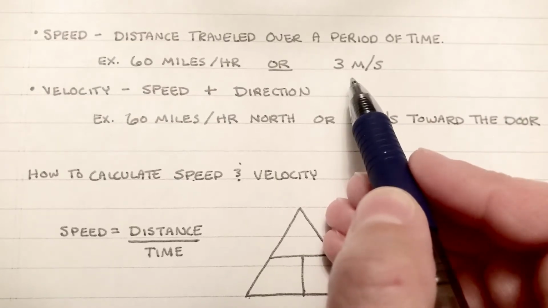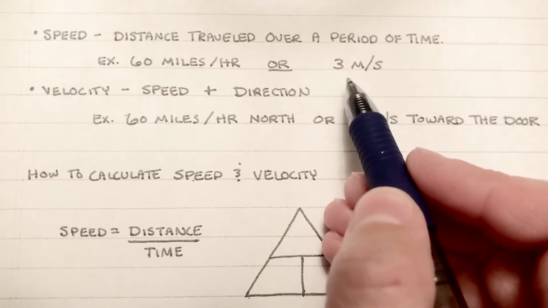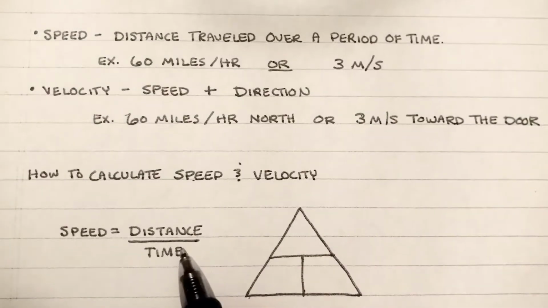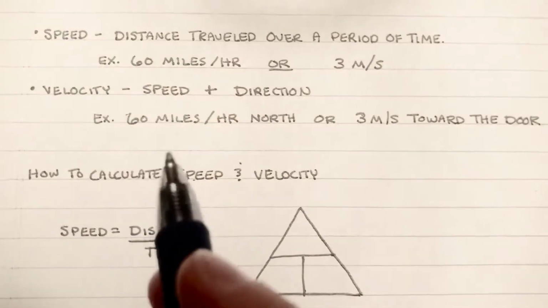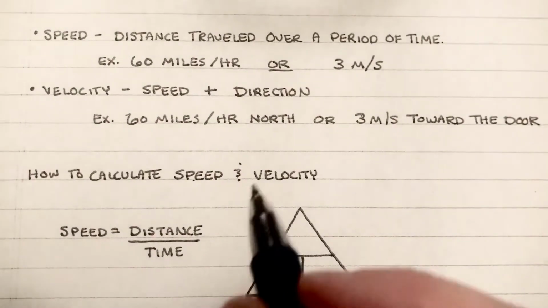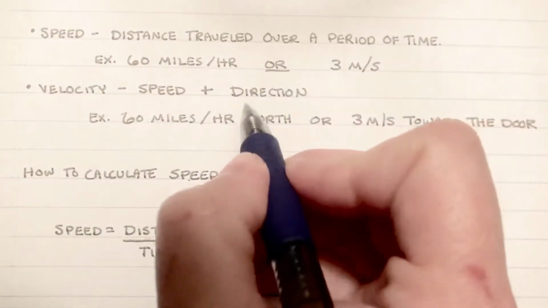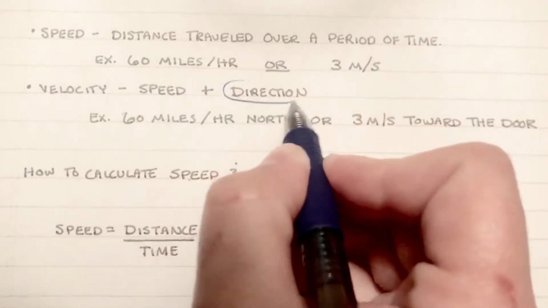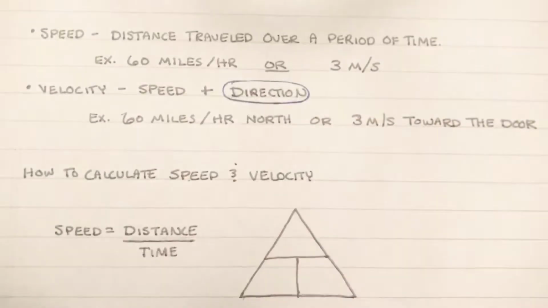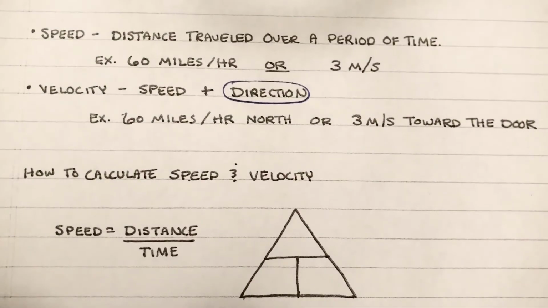So there are really two things that you need to know to calculate speed. The two things are distance and time, and we're going to talk about that in just a second. Now, where does velocity come into play? Well, speed and velocity are basically the same thing, except velocity is speed plus a direction. That's really important, because if I'm asking you to solve for speed, then you do not need a direction. But if I'm asking you to solve for velocity, then you're going to have a direction there.